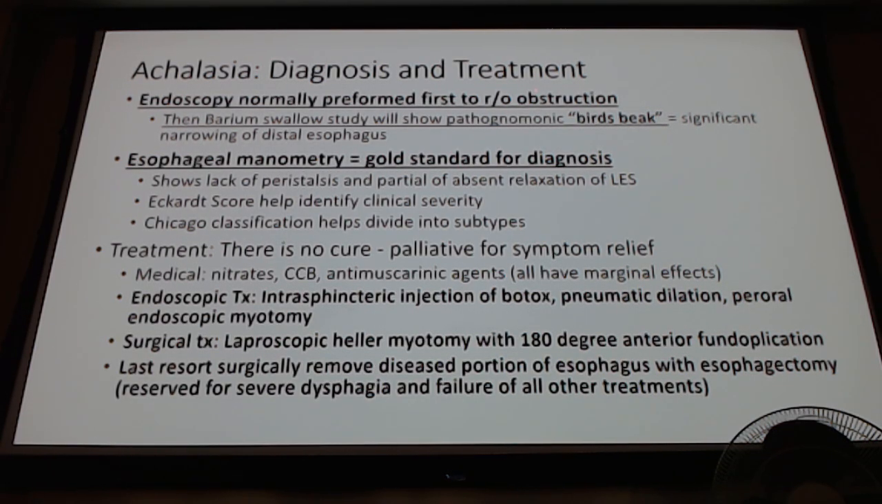endoscopy to first rule out obstruction, and then we do the barium swallow to actually see that pathognomonic bird's beak. We have to make sure that there's nothing actually in there, like food or whatever, causing that obstruction, and then we can do the barium swallow to see that sign.